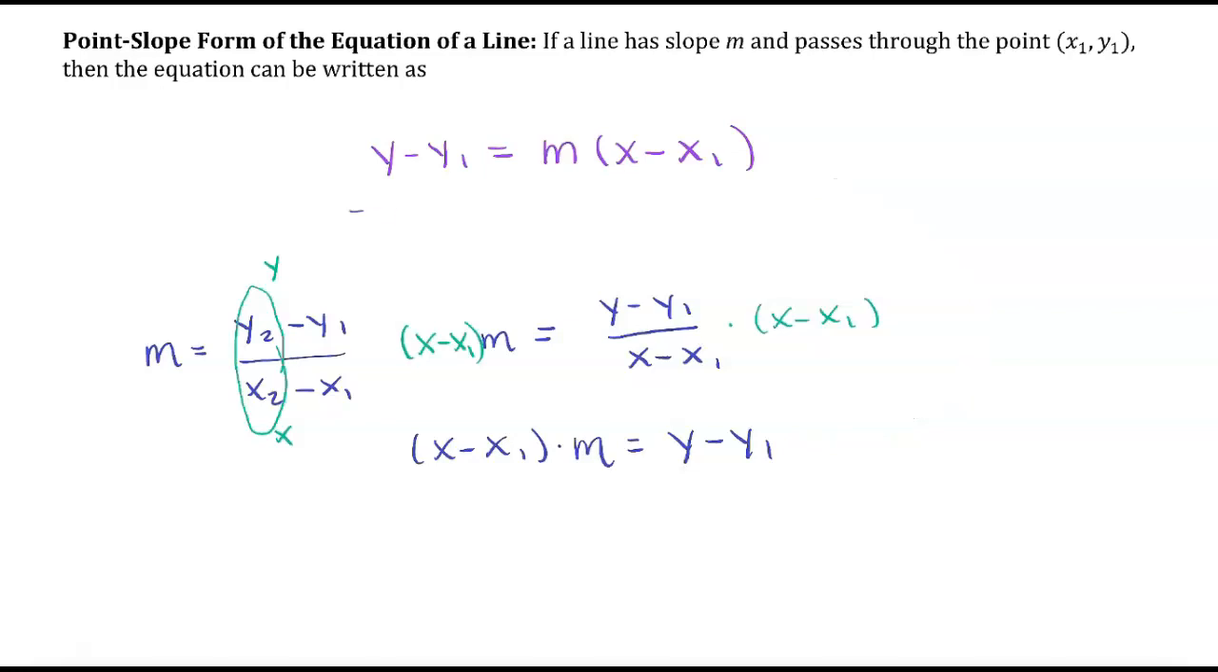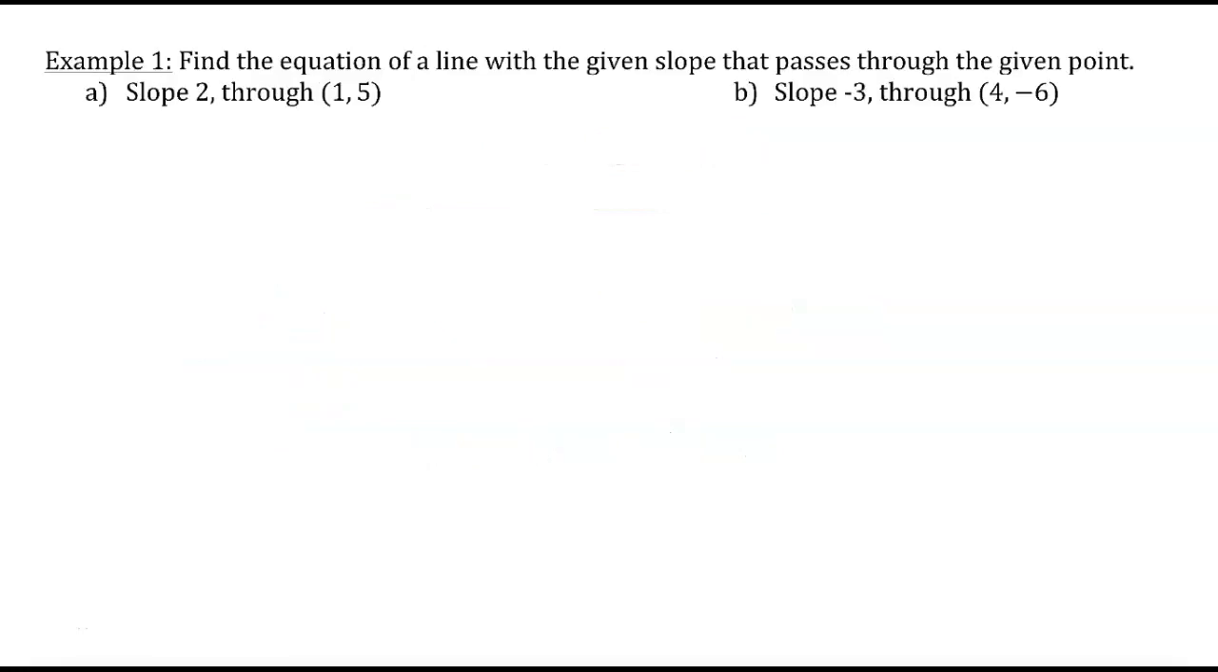So now that we have the point-slope form, let's try using it in some examples. In example 1, we are asked to find the equation of a line that has the given slope and passes through the given point. In part B, we are given a slope, or m, of -3. We're also given the point (4, -6). That is, our x1 equals 4 and our y1 equals -6. Let's write down the point-slope form of the equation of a line.